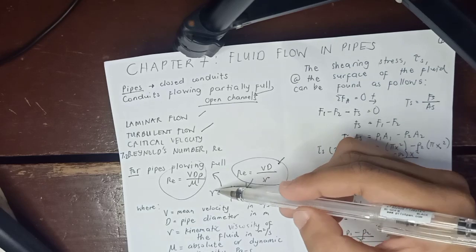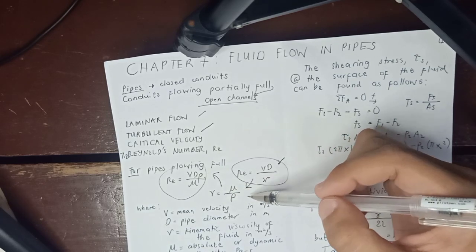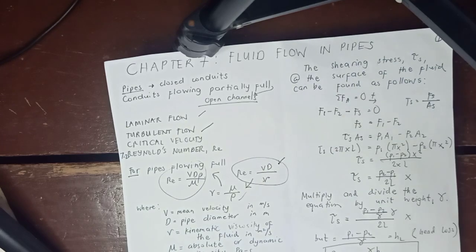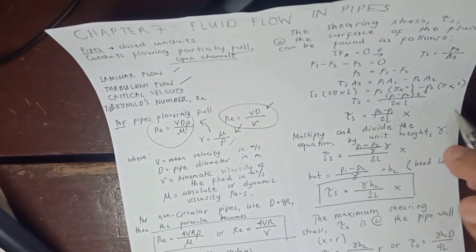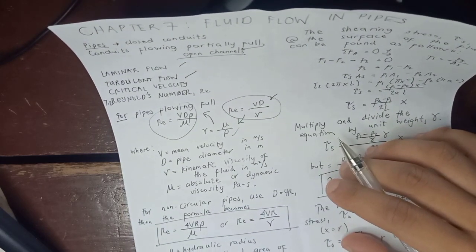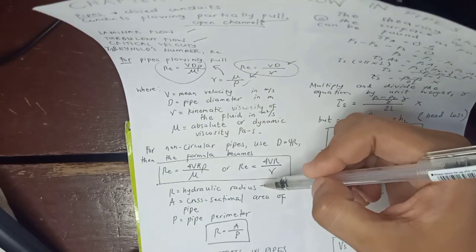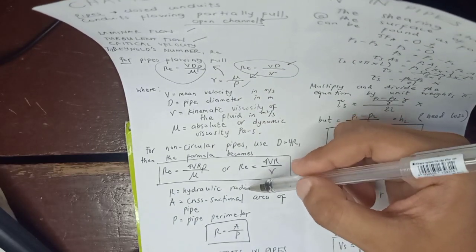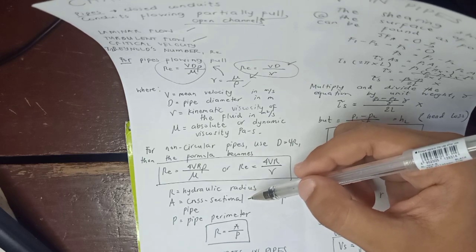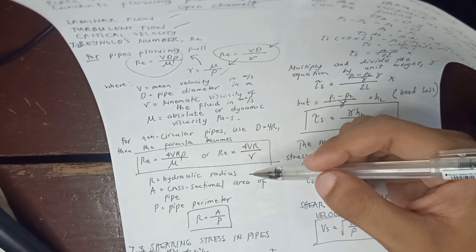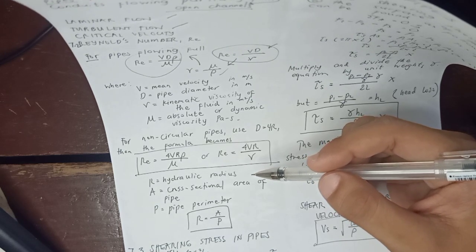We have nu equals mu over rho, which was introduced in Chapter 1, if I'm not mistaken. For non-circular pipes, use D equals 4R. Then the formula becomes Re equals 4VR rho over mu, or 4VR over nu. Here R is the hydraulic radius, A is the cross-sectional area of the pipe, and P is the wetted perimeter, or simply R equals A over P. Again, the hydraulic radius is equal to A over P.